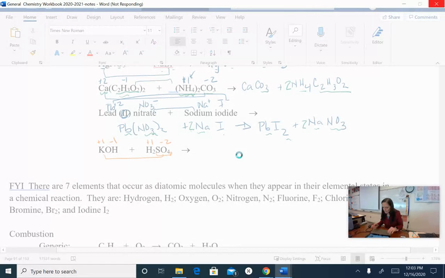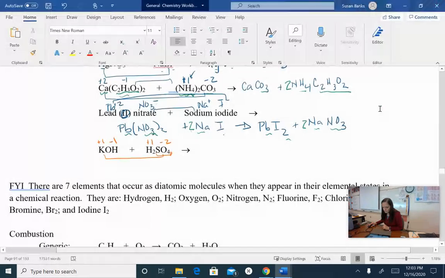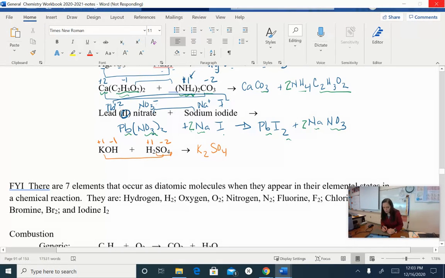So I'm going to need 2 potassiums. Why is this lagging? Let's give it a minute. So I'm going to need 2 potassiums with the 1 sulfate group.